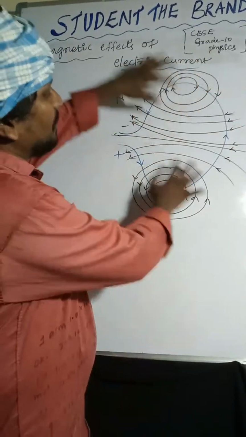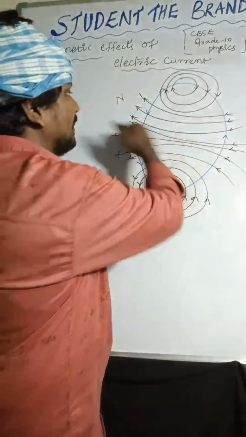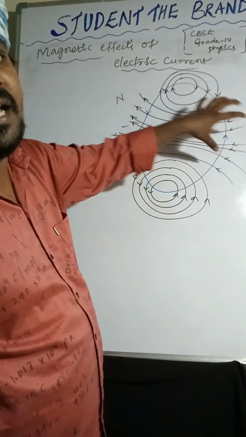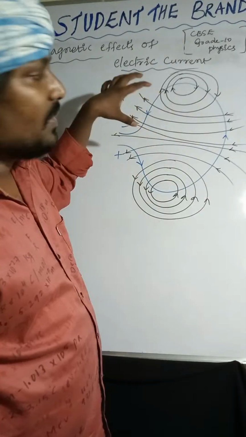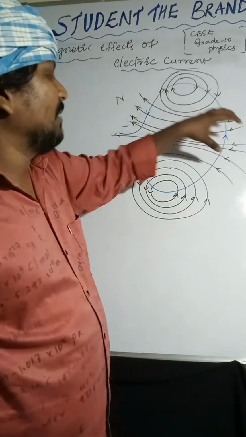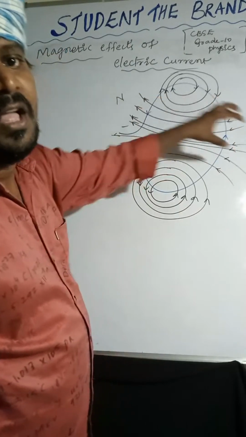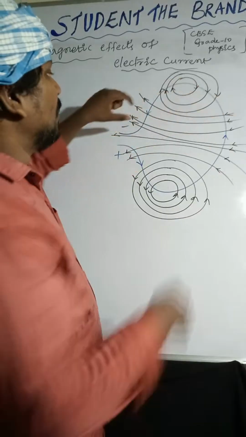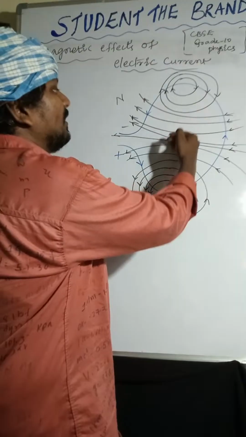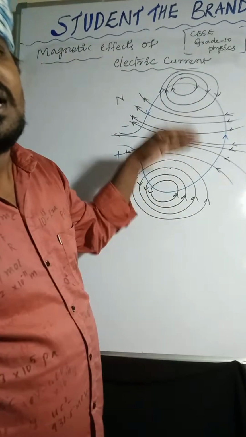Okay, so when you keep on this ring, this magnetic field keeps on increasing, and in the middle it will become straight lines. In the middle you can observe the magnetic field lines become parallel lines. One magnetic field will be added up to another magnetic field, like that keep on adding to the next magnetic field.